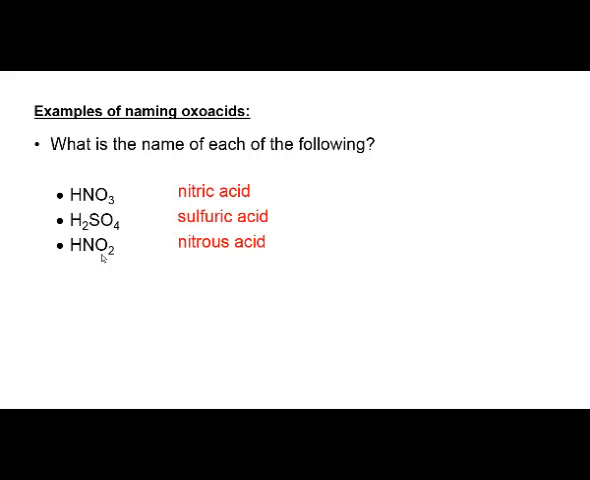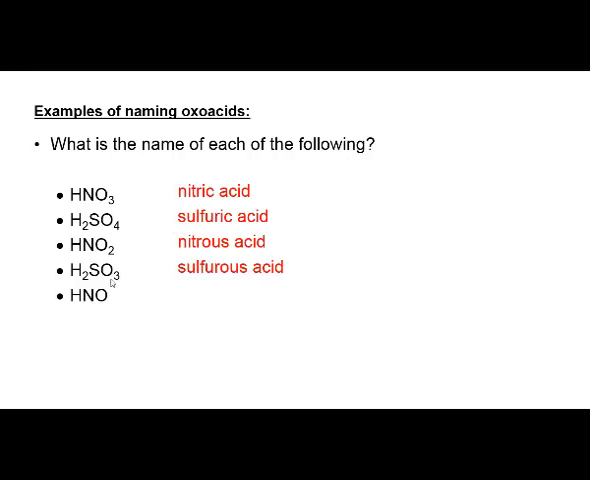Nitrous acid. Now if I look at the next formula, this looks similar to sulfate when we had sulfuric acid's formula, but we have one fewer oxygen. So the sulfate would go to a sulfite for the last part of the formula. And since we lost an oxygen, that ite would go to ous, so that would be sulfurous acid, for example.